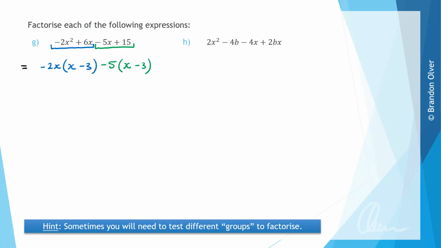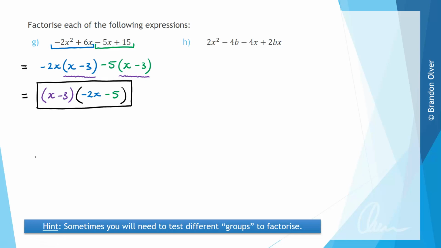So now the blue and the green have become 2 distinct terms. And the highest common factor between both of those terms is this x take 3 factor, which I've highlighted in purple. So to continue to factorize, this is going to be equal to, and we remove x take 3 as a highest common factor, and that leaves behind, in the blue we can see we have minus 2x multiplying x take 3, so there'll be a minus 2x left behind. And in the green we can see it was negative 5 multiplying the term x take 3, so this is going to be minus 5 in that position. So that is the factorized form for part G.